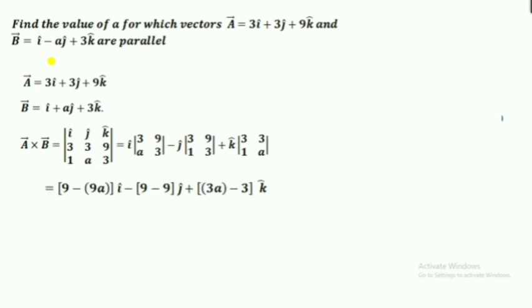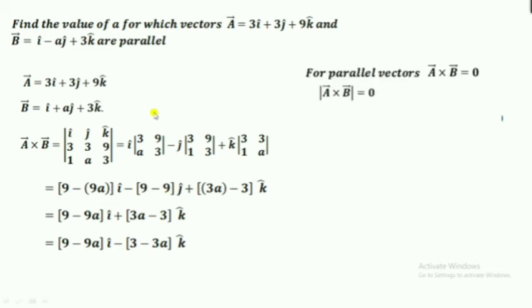So using the same method I can write this. A cross B is (9 minus 9A) i plus (3A minus 3) k, and I will not have any j because 9 minus 9 is 0. So this is A cross B. But we already know for parallel vectors A cross B is 0. It is already given they are parallel. So A cross B is 0. So now let's put the value. The magnitude of A cross B, now I have to find the magnitude of this. So this is root over this square plus root over this square.